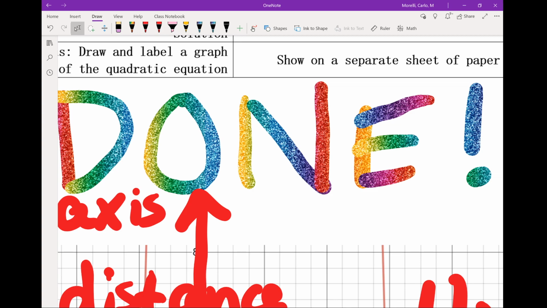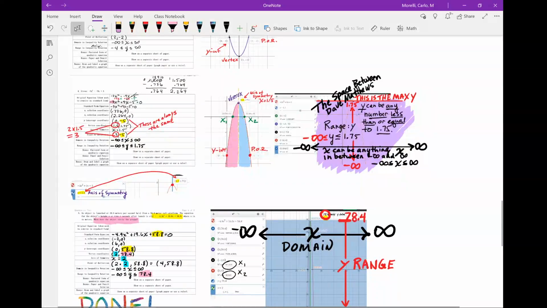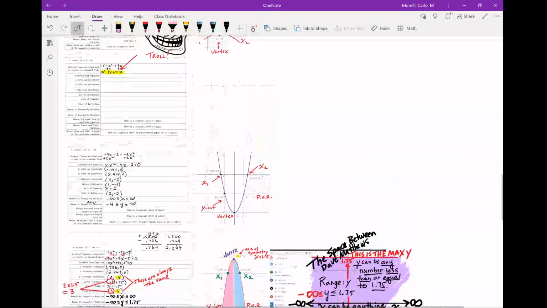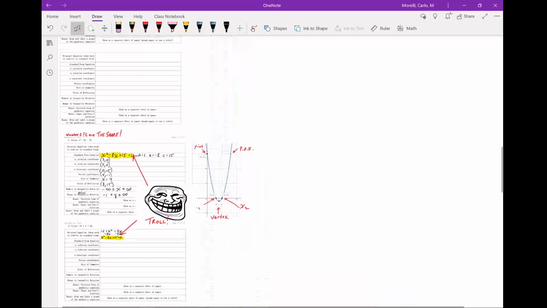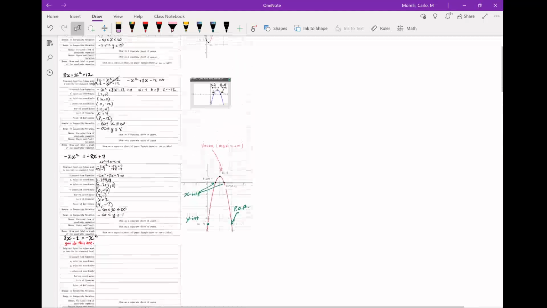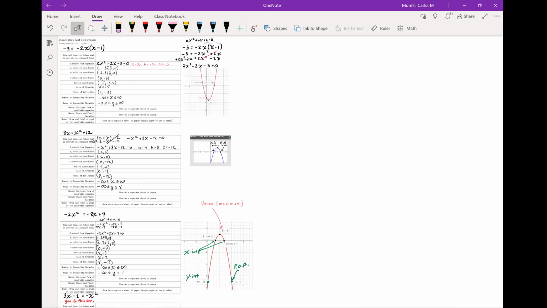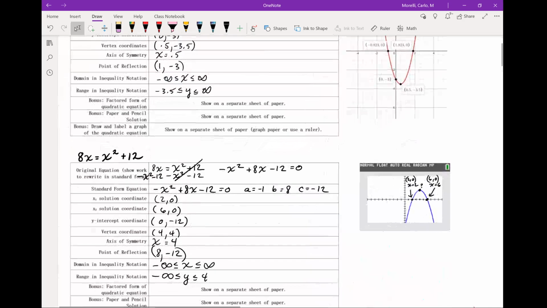So here's all the work we did, just so you guys can see. Look at all this work that we did. Wow, that's a lot of work. And before we started doing the test questions, we did all these. So we did a lot of work, guys.